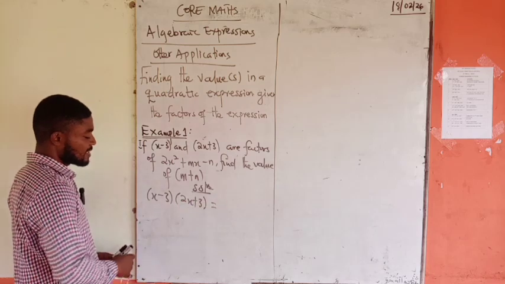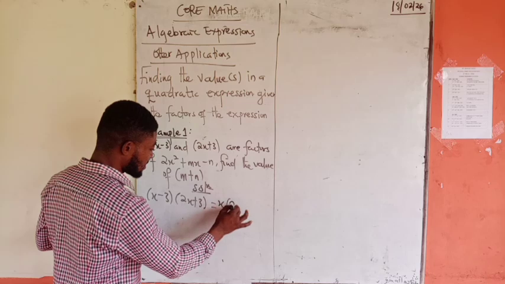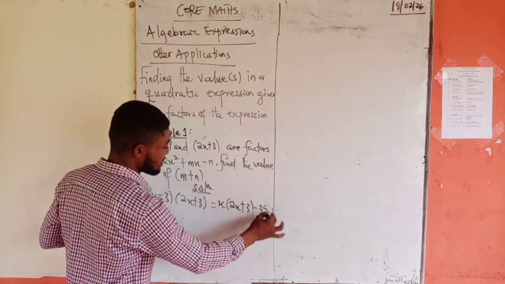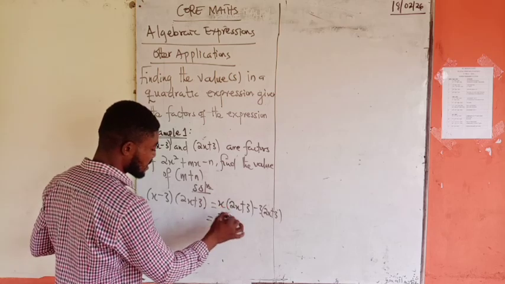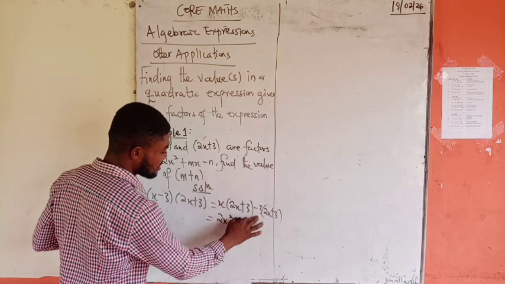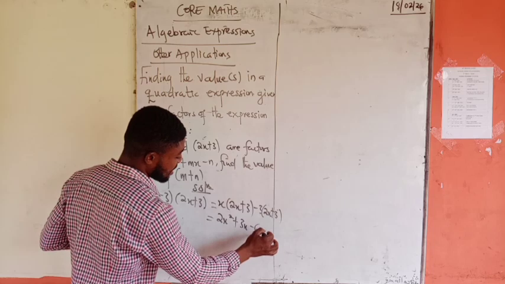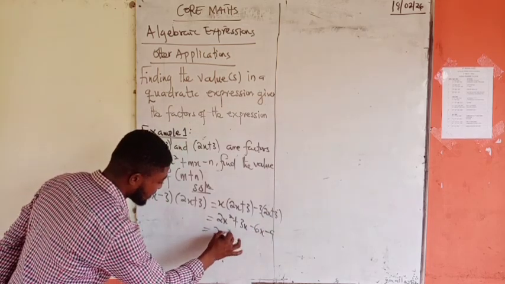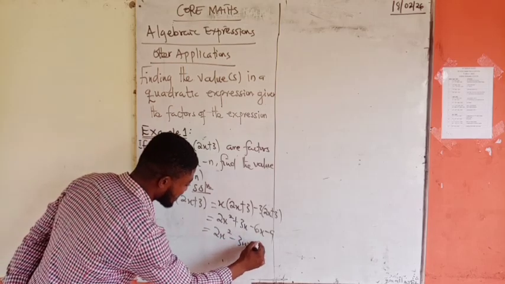Since they are the factors, I multiply them, so I have x into bracket 2x plus 3 minus 3 into bracket 2x plus 3, like this. X times 2x, that is 2x squared. Plus x times 3, 3x, minus negative 3 times 2, negative 6x, minus 9. I have 2x squared. This will give me minus 3x minus 9.